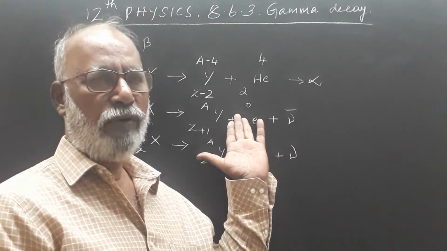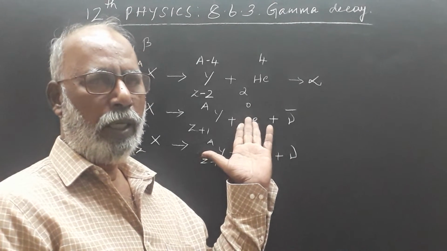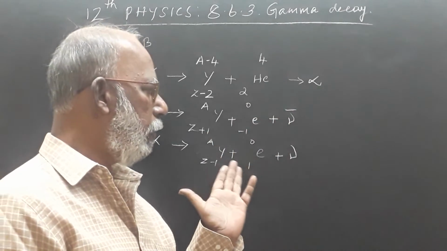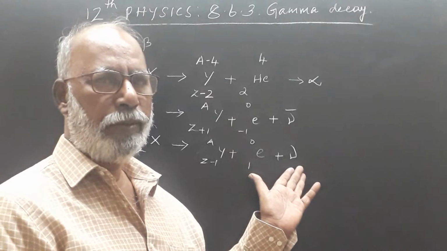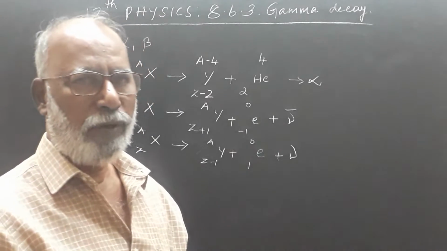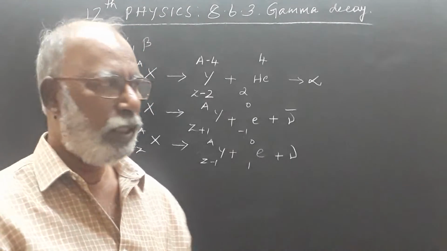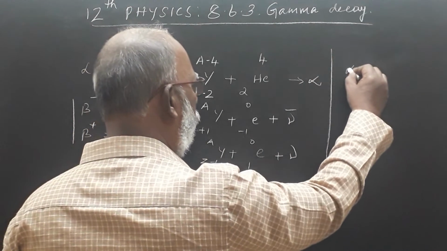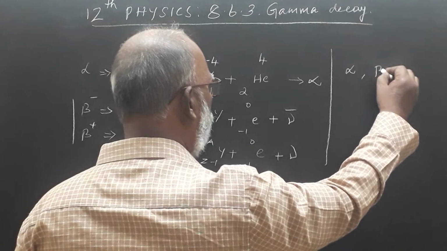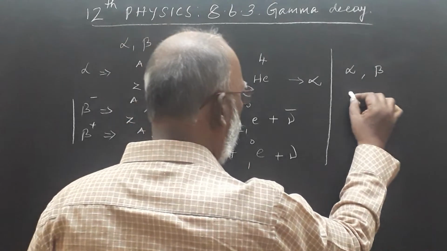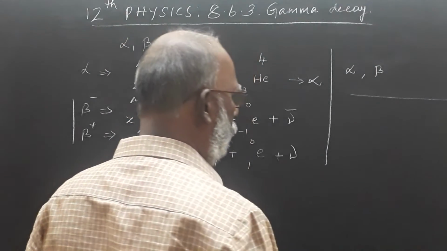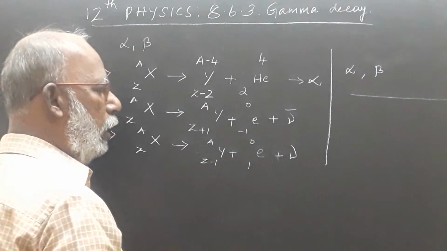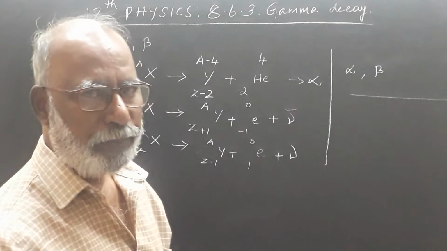Along with the electron and positron, there may be emission of some amount of energy in the form of antineutrino. While emission of electron, e minus 1, 0, there may be antineutrino. While emission of positron, there may be emission of neutrino. That we have already studied very well. Here, we have to consider either alpha particle or beta particle emission when the element is in the excited state or in the unstable state, then the decay may happen.